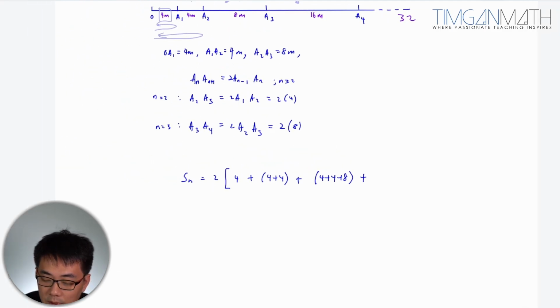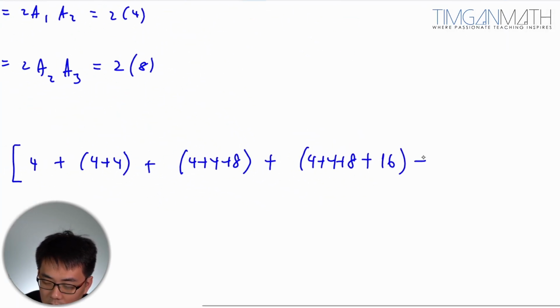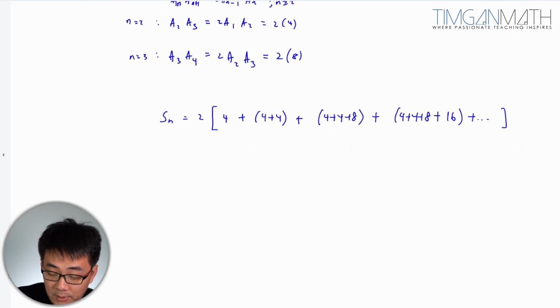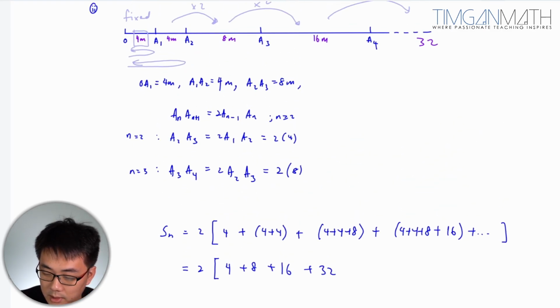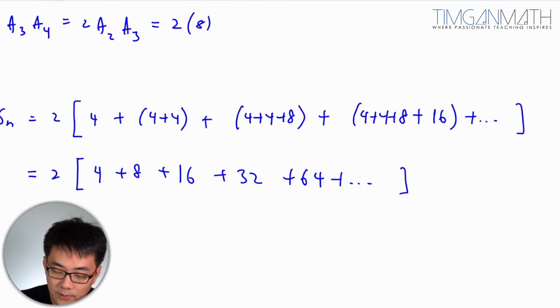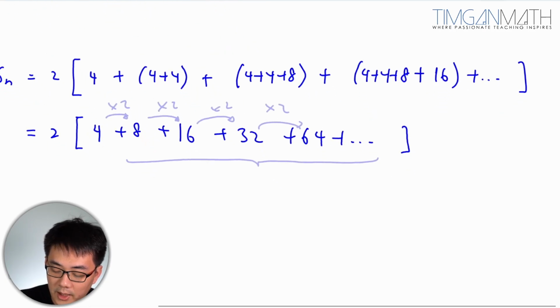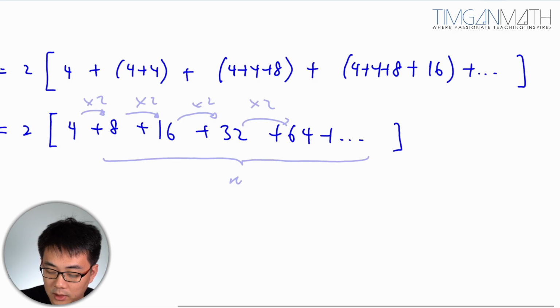Okay, and after which we will get 4 plus 4 plus 8 plus 16 and so on. So this is n stages. Just sum everything up. This is plus 8, this is 16, then this will be 32, and this will be 64. Okay, so we have got a GP here where every time we multiply by 2. So this is n stages here, so GP, n terms.